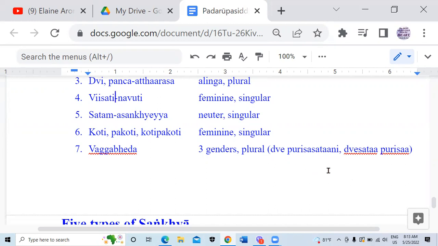Okay, Dwi Purisa Satami. Satami comes at the end of compound, so this should be Saṅkhyāvarāṇa. So in the case of Dwi Sata Purisa, this is Saṅkhyāvarāṇa, Purisa. Purisa is a modified noun. In the case of Dwi Purisa Satami, Satami is a number, come at the end of a phrase, so it is called Saṅkhyāvarāṇa. Sata is the new gender. That's why we write Satani through it, because not only one person, because Dwi Purisa Satami, 200.